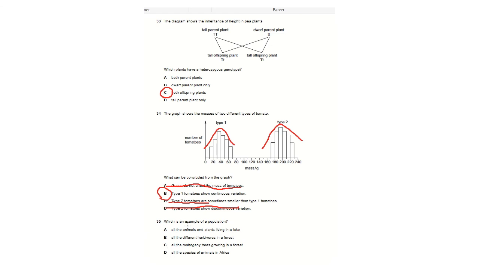35 they ask, which is an example of a population? And we have to remember, a population is all the members of that species living in an area. All the animals and plants living in a lake. No, that's an ecosystem, not that one. Different herbivores in a forest. No, different herbivores are different species, so it can't be that one. All the mahogany trees growing in a forest. Yes, because it's the same species in the same area.